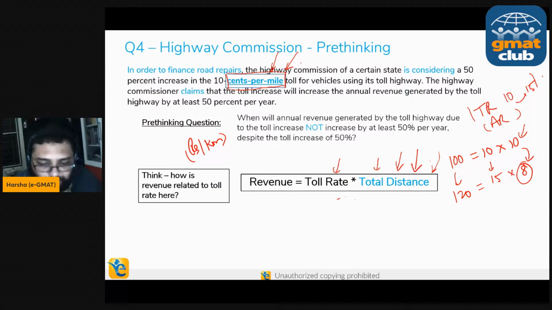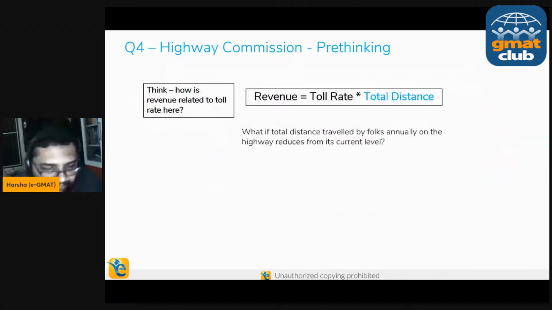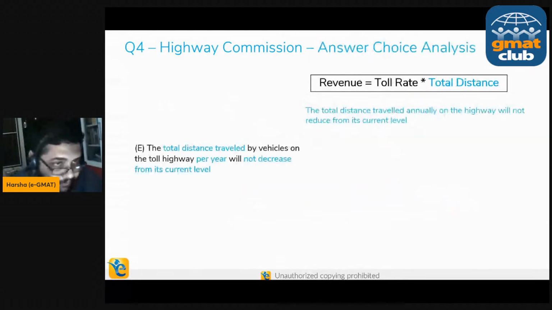So the falsification condition, the condition where your conclusion breaks down, is: what if the total distance traveled by all the people on this highway in this 1 year, in all their trips included, reduces from its current level? If that happens, then your conclusion shatters, and therefore your underlying assumption is this: somehow the total distance traveled does not reduce from its current level. That's something the author is fundamentally assuming here. I hope this helps, because it's very, very important.